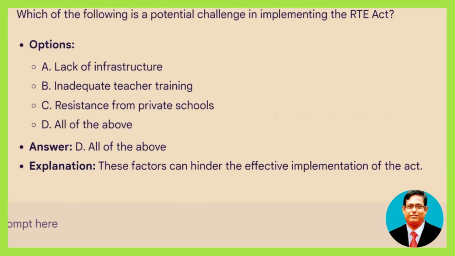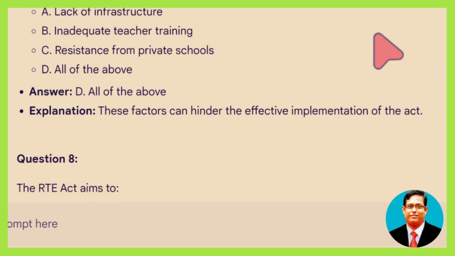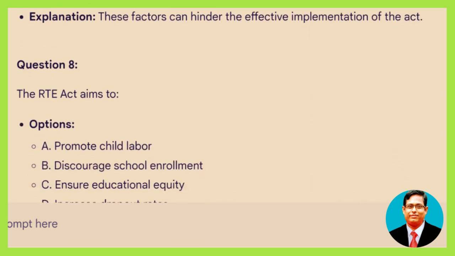Question 7. Which of the following is a potential challenge in implementing the RTE Act? Options. A. Lack of infrastructure. B. Inadequate teacher training. C. Resistance from private schools. D. All of the above. Answer. D. All of the above. Explanation. These factors can hinder the effective implementation of the Act.